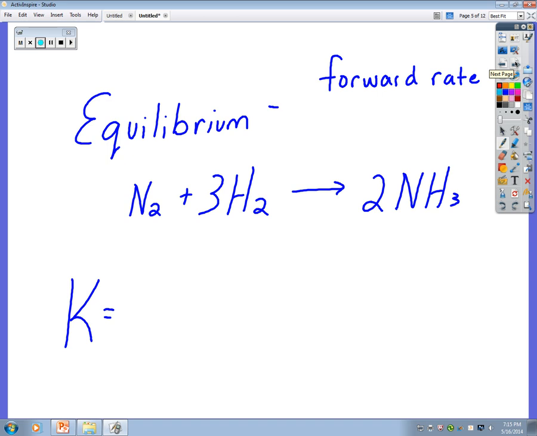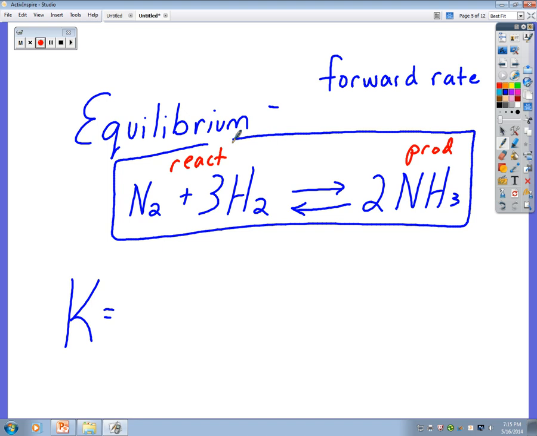Equilibrium. You're used to seeing equations that have forward rates. So here's my reactants, and here's my products. In society, most of the time we use up our reactants to make our products. You buy the products at the store. You're not used to a reaction going in the opposite direction, but they can if it's in a closed container. Your lungs, your kidneys. So what's true at equilibrium?